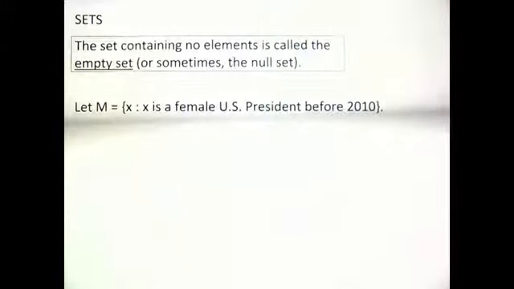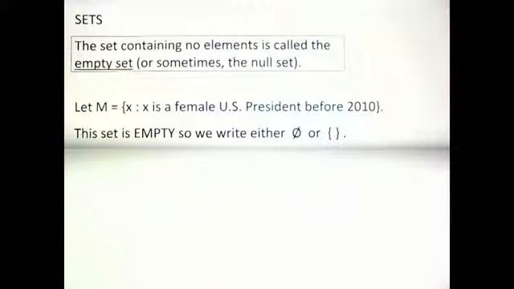We also talk about something called the empty set. The set containing no elements at all is called the empty set. Sometimes it's called the null set. There are tons of examples you could make up, but I'll make up this simple example. If I say let M be the set of all X such that X is a female U.S. president before 2010, as you probably well know, the United States has never had a U.S. president that's female yet, so that would be an example of the empty set.